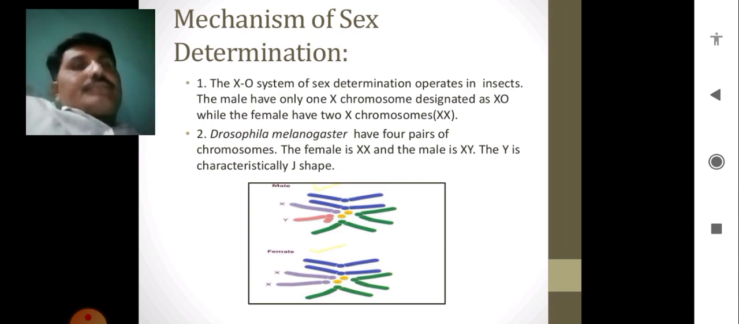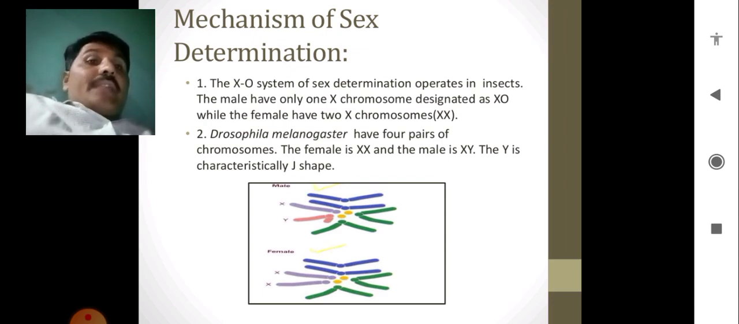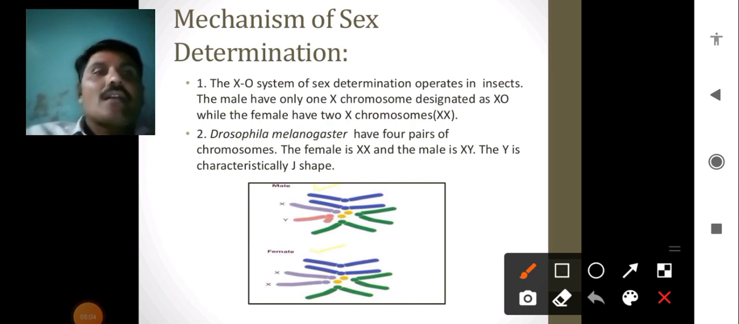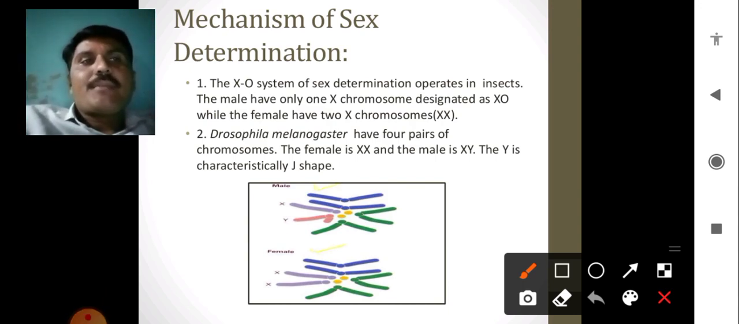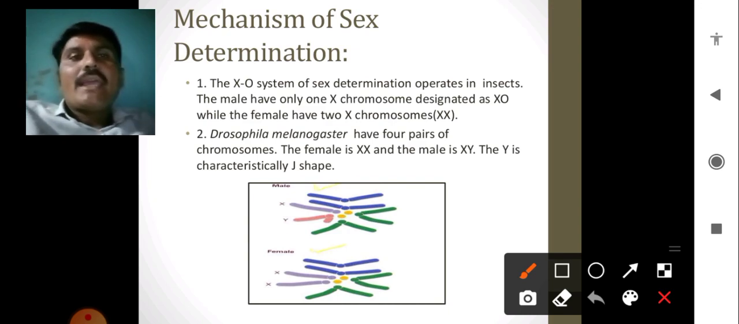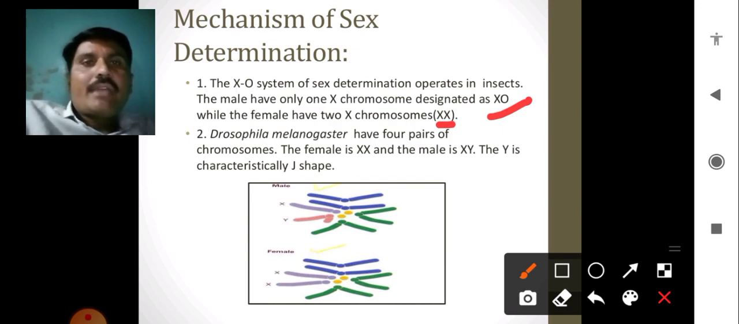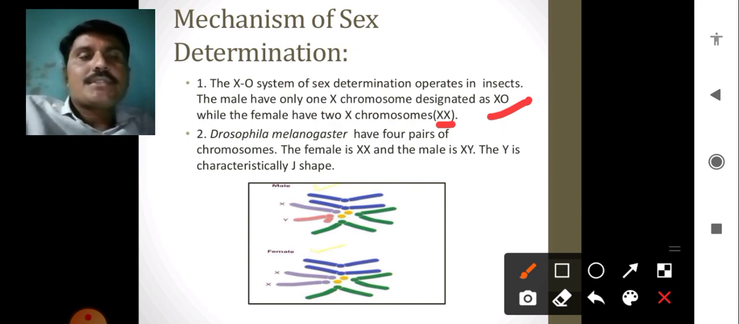Friends, now see the mechanism of sex determination. What is the mechanism of sex determination? Well, friends, the XO system of sex determination operates in insects. As we saw in the previous chart, the male has only one X chromosome, designated as XO, while the female has two X chromosomes, designated as double X. This is what we are talking about in the insect sex system.